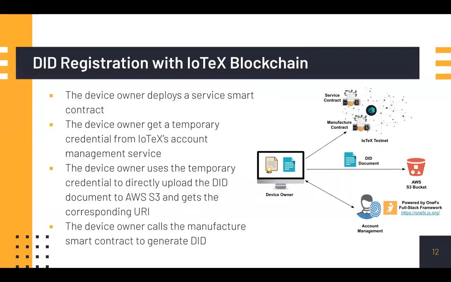Before registration, the device owner will also deploy a service smart contract, which will be used later on to serve other people. So anyone who wants to access my device data needs to talk with this service contract. Also, the device owner will get a temporary credential from the IoTeX account management service. The device owner will use this temporary credential to directly upload the DID document to the AWS S3 bucket and get the corresponding URIs. With all this information in hand, the device owner will call another manufacturer smart contract to generate the DID.